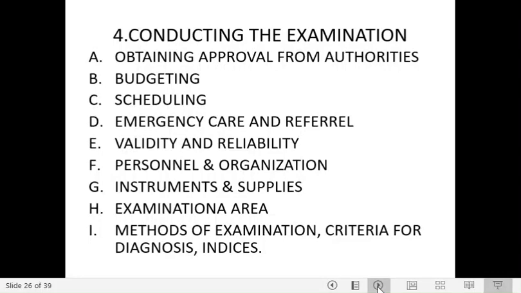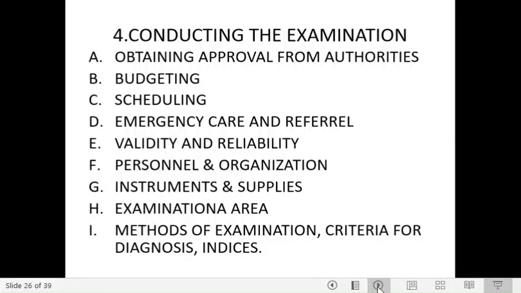If during the survey emergency care or referral is required, then you should know where you are going to refer the patient for emergency care so that necessary steps can be taken. Your survey should be such that it should be valid. Valid meaning it should measure the disease which it is intending to measure. And reliability meaning if I measure it and 5 more people measure it, the survey result should come the same. That is, reliability means it should be highly reproducible.